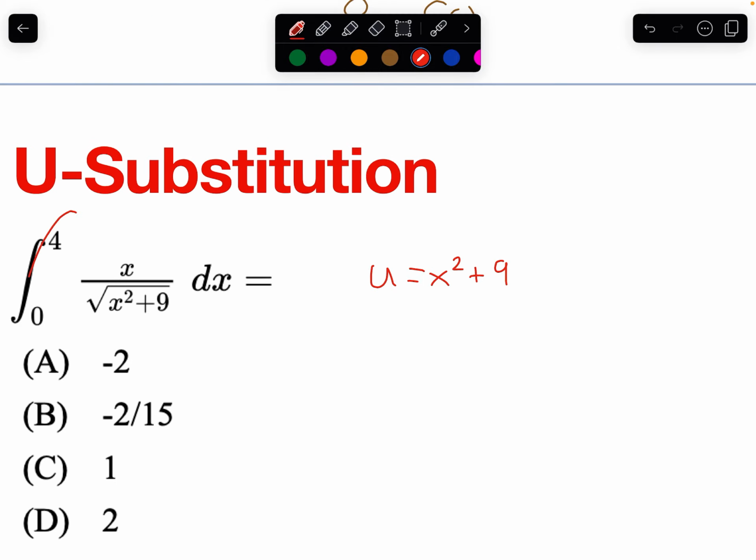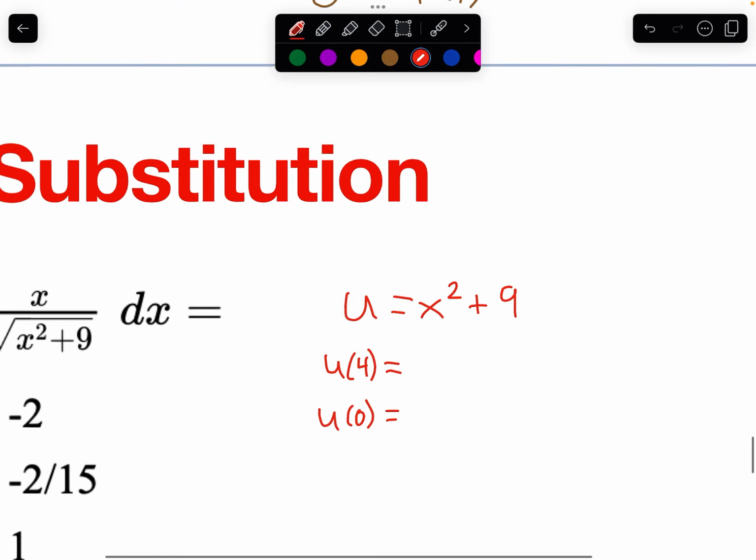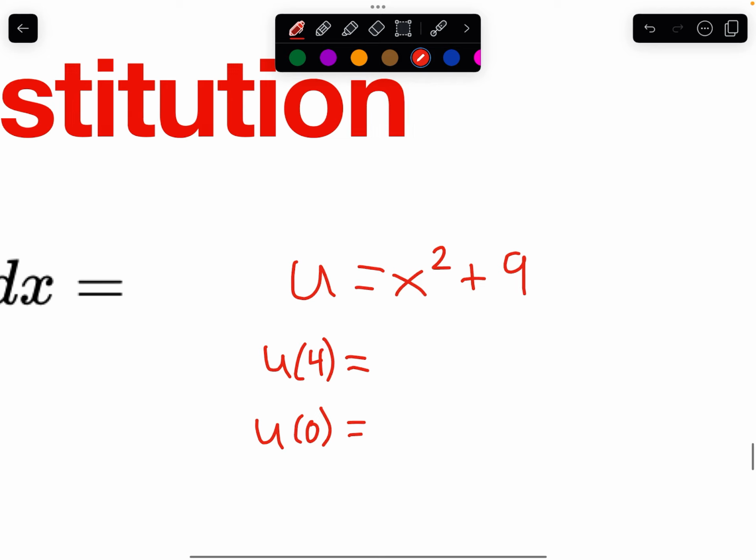Now, since we're working with a definite integral, there's two ways to approach that. I'm just going to teach one way here to keep this short. We've got to recalculate what those bounds are in terms of u. In other words, I've got to figure out what u of 4 equals and what u of 0 equals, where u is this function of x. So if we plug 4 in for x here, we're going to get 25. If we plug 0 in for x, we're going to get 9. So those are going to be our new limits of integration, upper and lower.